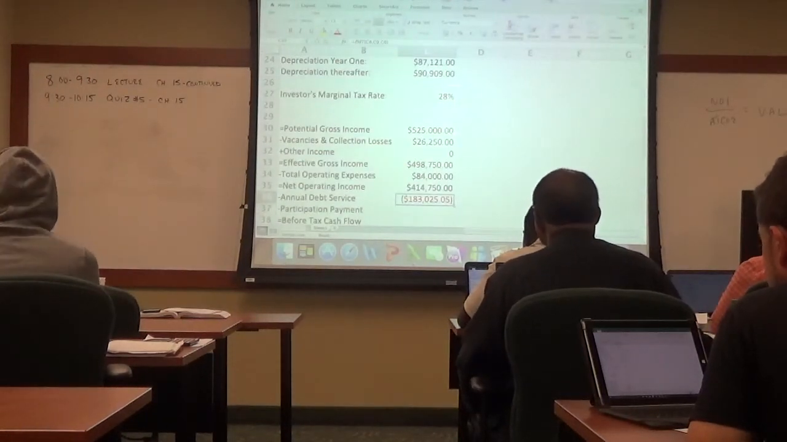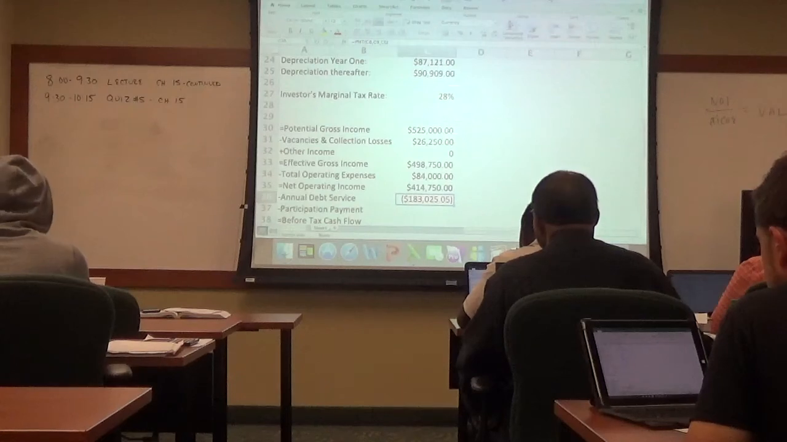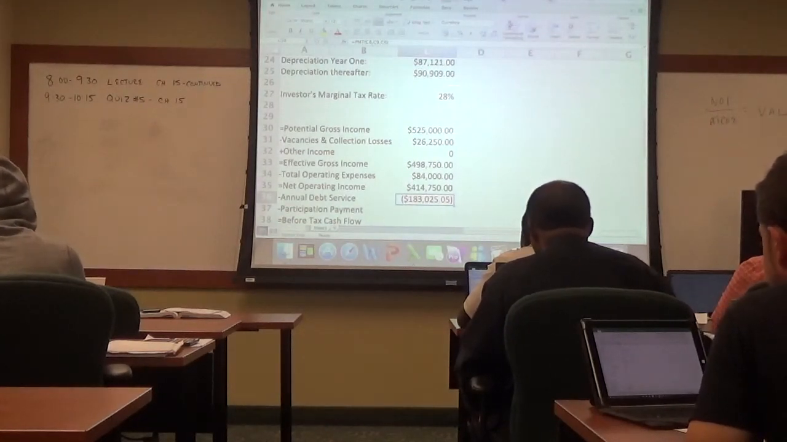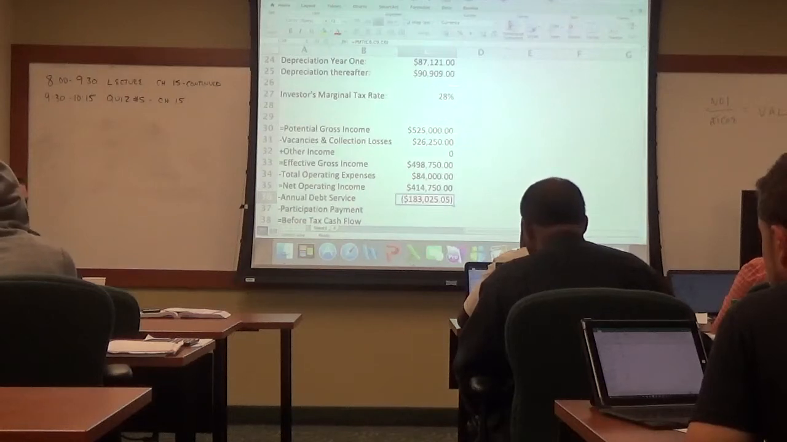Now it gives that number to me as a negative number, 183,025. Well, if you notice, that matches up with what we've got on the actual spreadsheet, except that it's a negative number. We want to make it a positive number.